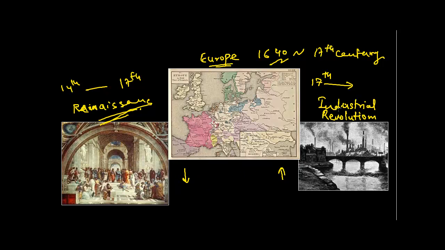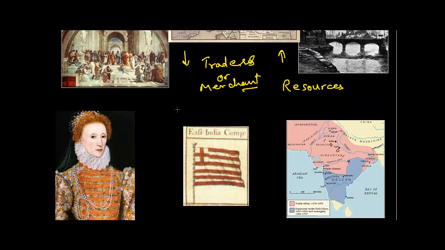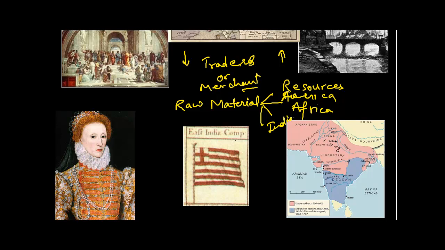What we know from the industrial revolution is that people, or rather traders or merchants, were exploring the land. They wanted resources so that they could produce more things. They wanted raw material. So they tried to explore new areas in the world. They went to several countries like America, they went to Africa, also they came to India, and they traversed the whole globe.